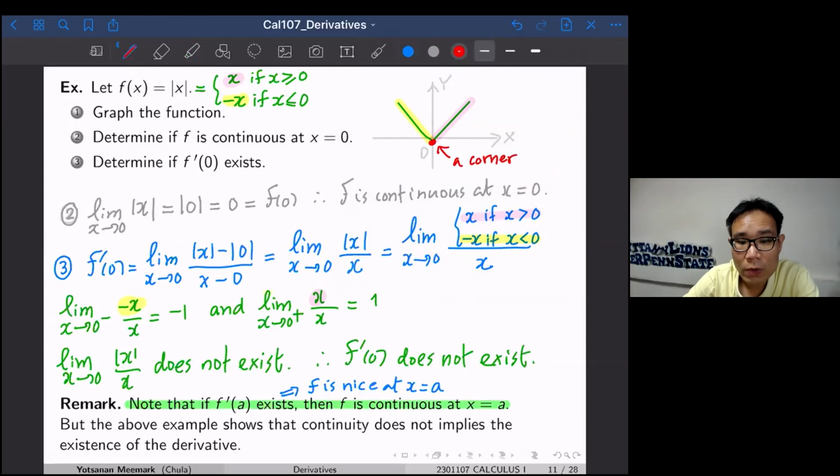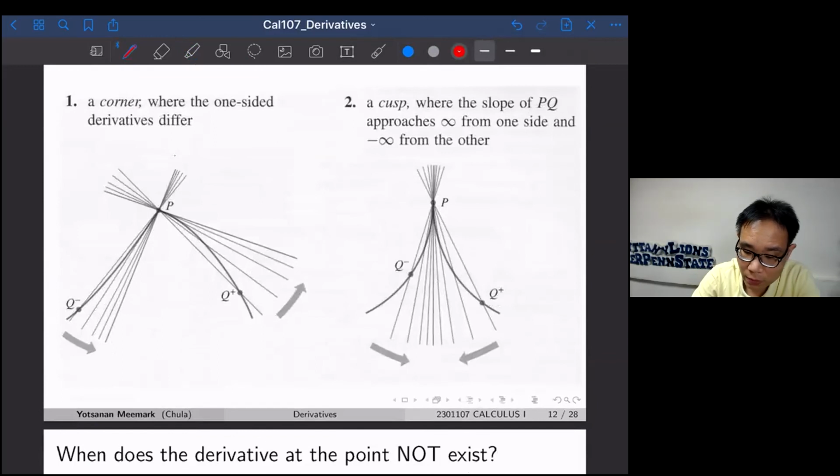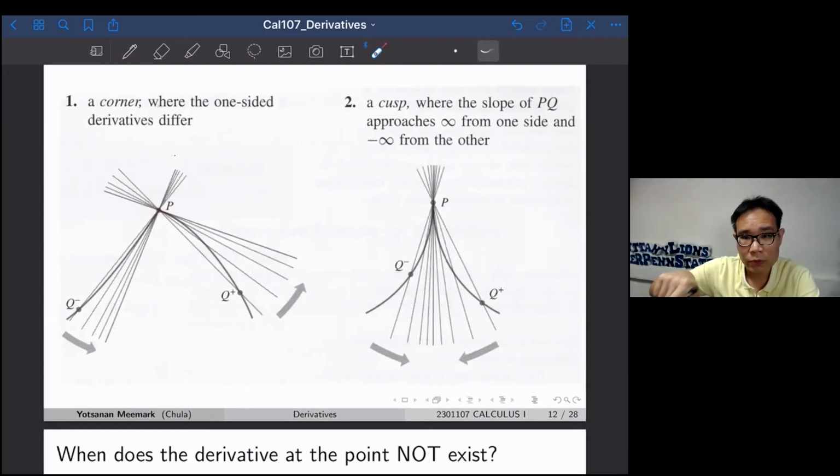Okay, so we have a corner at x equal to 0, and this corner will give you no tangent line. What does it mean that the corner gives no tangent line? You can see from the next page. If you have a corner like this one, you can touch the point P with many lines because it is a corner, so the line can be rotated. So you have many tangent lines to this point. So it's not going to be differentiable, so you will not be able to find the derivative of this function.